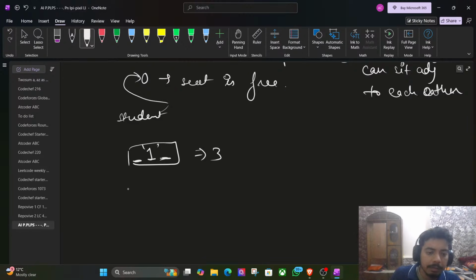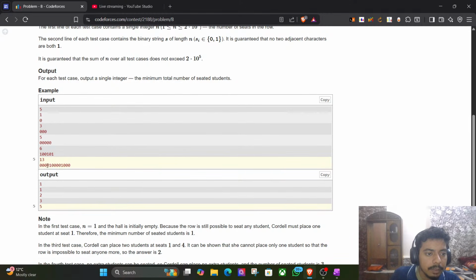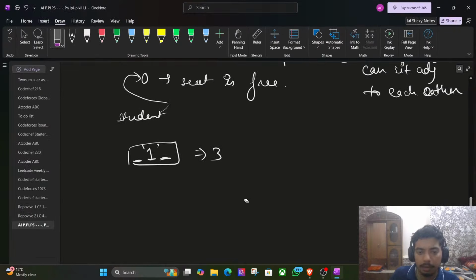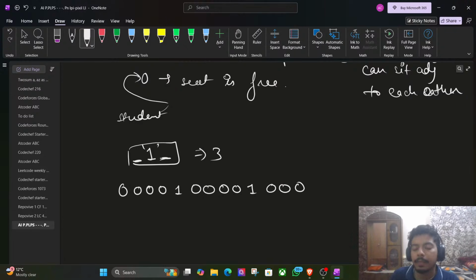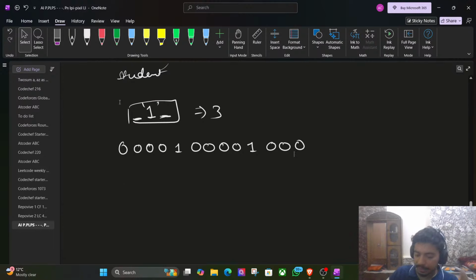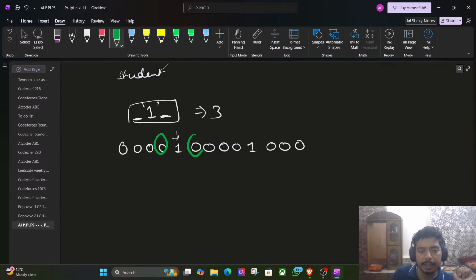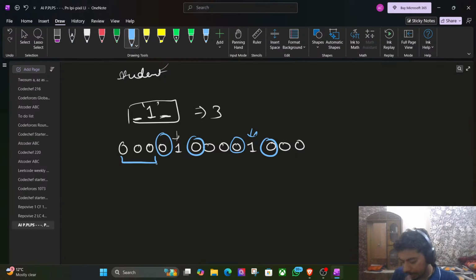Now let's say there is one student already seated here. Here are some zeros, and another student is sitting here. Let's take that example 5. This one, which is 4 zeros 1, 4 zeros 1, and 3 zeros. So we need to find the total number of places we can make students sit. I know that a single student will cover one seat on the left and one seat on the right. For this particular student, this seat is covered and this seat is covered. So I need to cover these 3 seats.